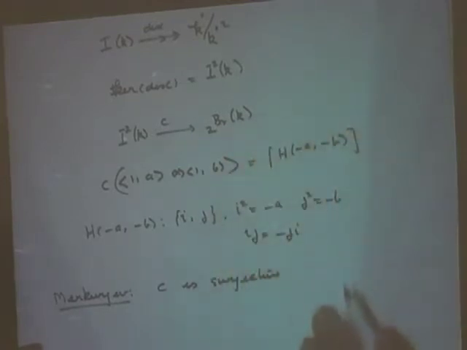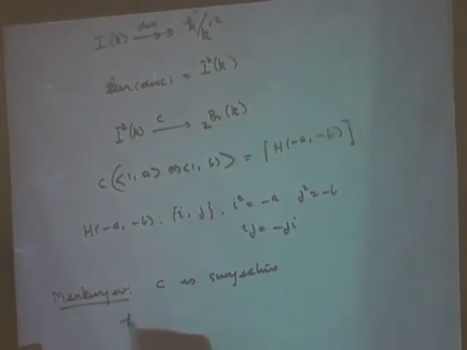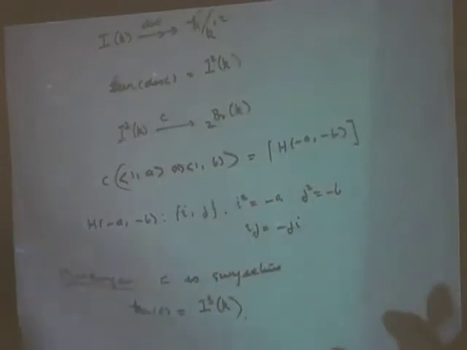So Merkurjev's theorem says that C is surjective. That means every element in the two torsion of the Brauer group is in fact the class of a tensor product of quaternion algebras. That's the content of this. C is surjective, and further the kernel of C is the next level of the filtration, I3 of K. So in fact, this could be thought of as giving a presentation for the two torsion of the Brauer group of K.